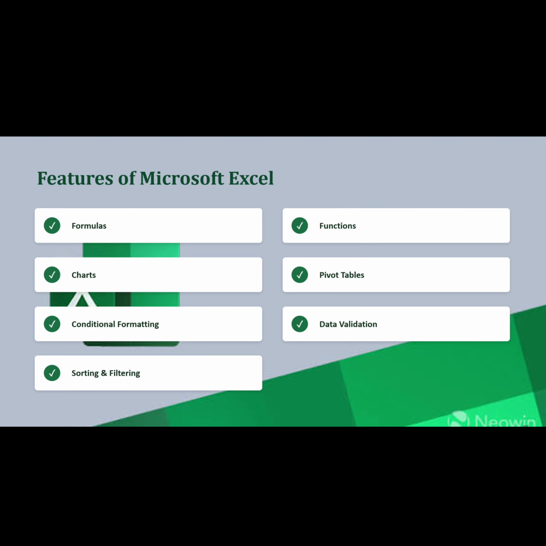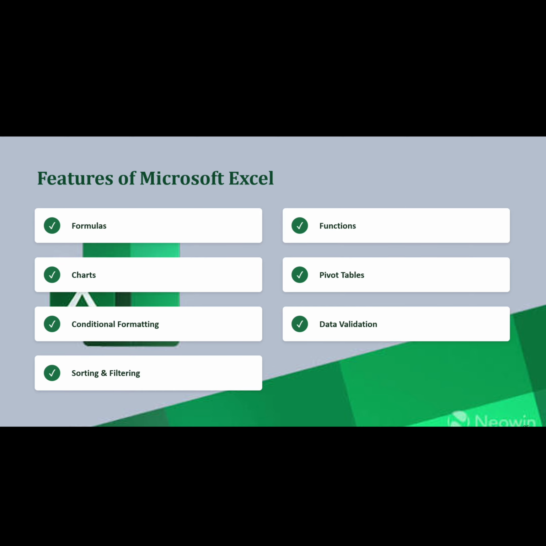Pivot table summarizes large amounts of data in just a few clicks. Conditional formatting highlights important information automatically. Data validation allows us to create drop-down lists and control data entry. Sorting and filtering help us quickly find the information we need. So I just explained these terms.